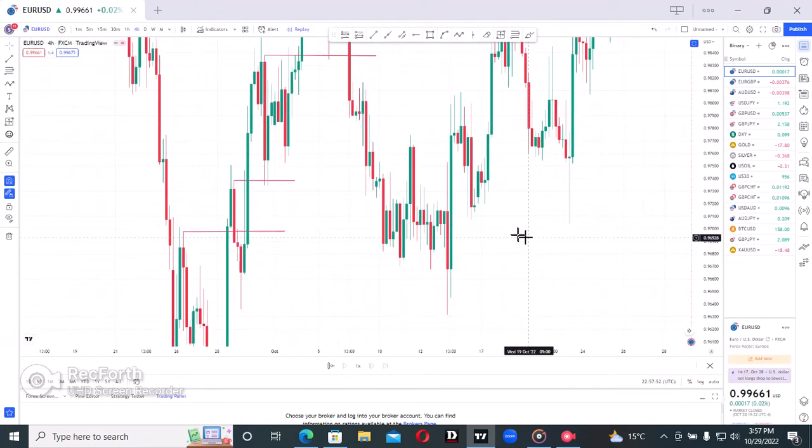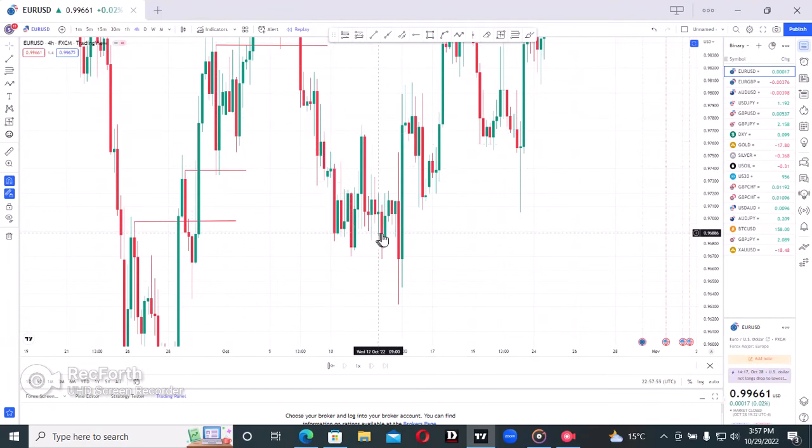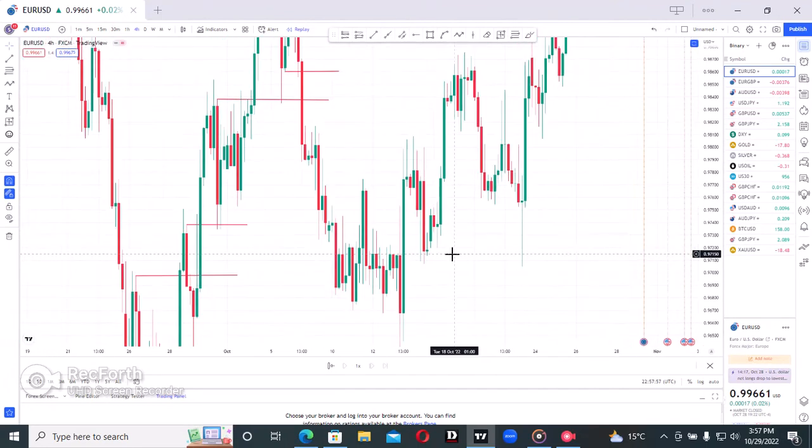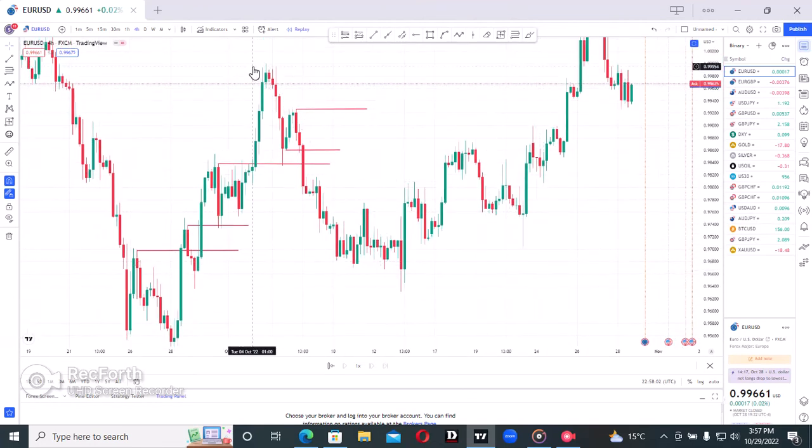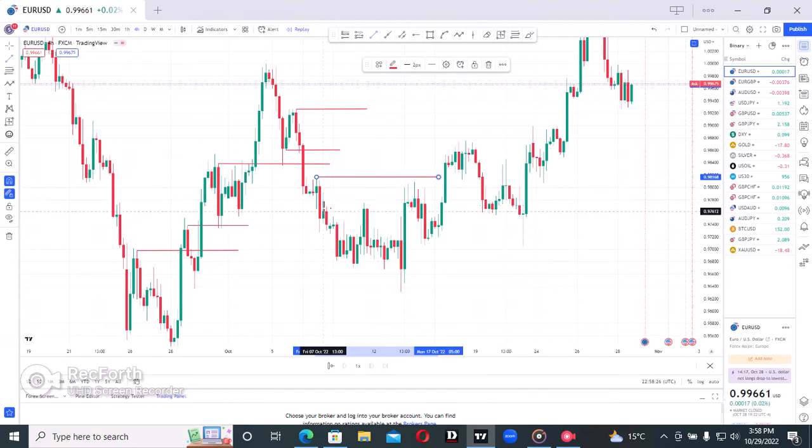Let me just move to the 4 hours time frame chart. Here you can see this is the uptrend, this is the downtrend, and then, yeah, as you can see, this is the downtrend. We're still in the downtrend. So here you're going to draw your horizontal line just like this. Okay, let me draw this horizontal line just like this.